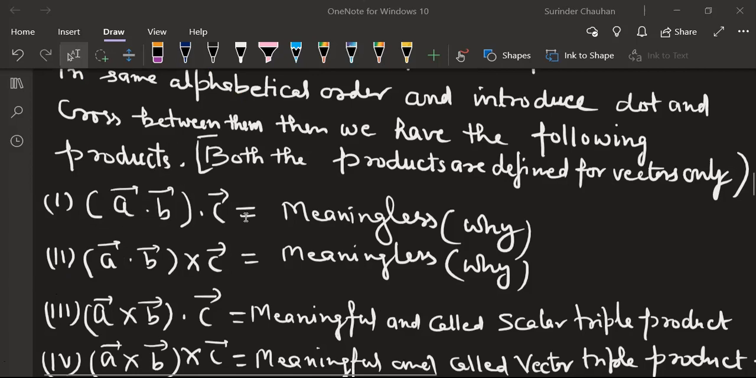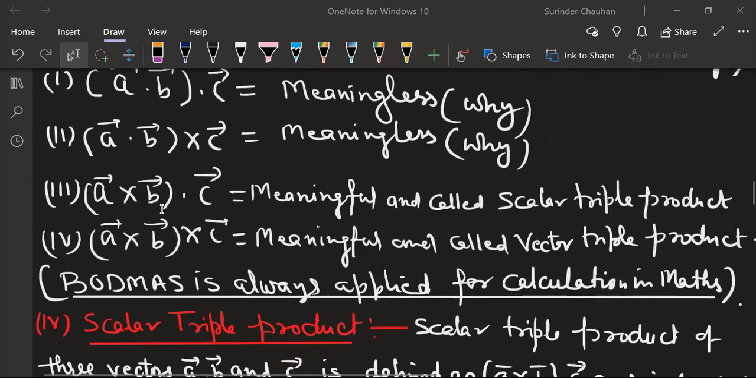A dot B dot C is meaningless. Why? Because when you find the dot product of A and B, this is a scalar quantity, and if you want to find the dot product, both must be vectors. Therefore, you can't find the dot product of a scalar quantity and a vector. That's why this product is meaningless. Similarly, A dot B cross C is meaningless. Why? Because A dot B is a scalar quantity, and you can't find the cross product of a scalar quantity and a vector.